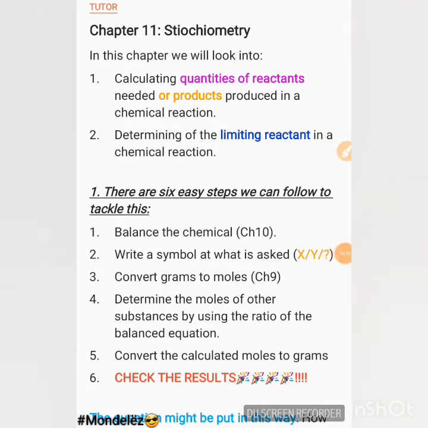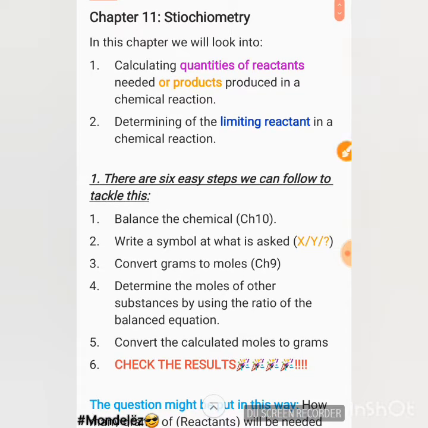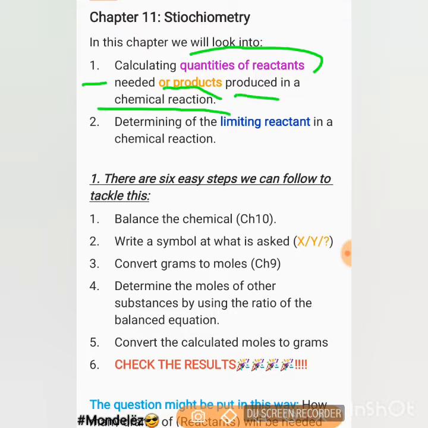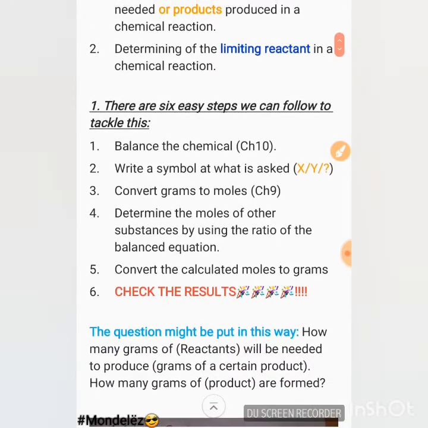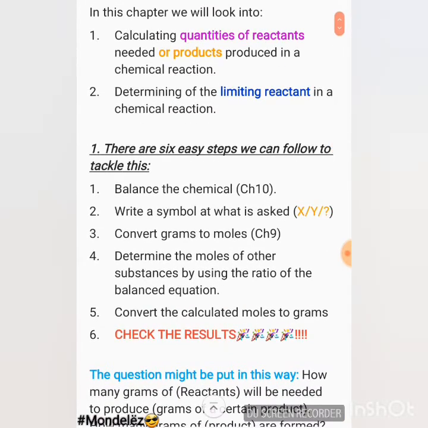So for this week we're focusing on chapter 11, which is about stoichiometry. And for this chapter we're going to be looking into two things. The first one is calculating the quantities of the reactants that are needed or the products that are produced in a chemical reaction. And the second part is determining the limiting reactant in a chemical reaction.